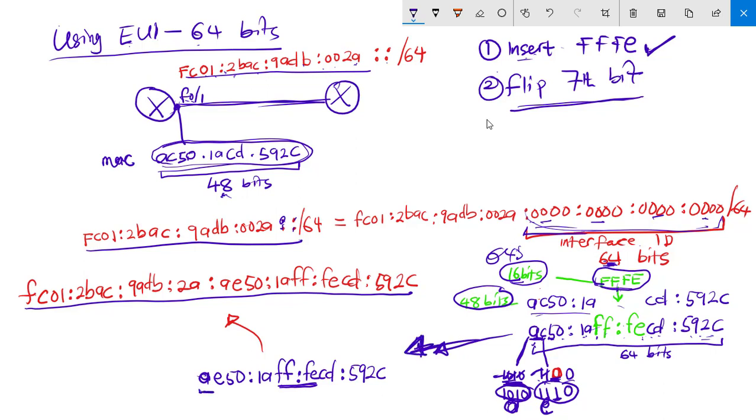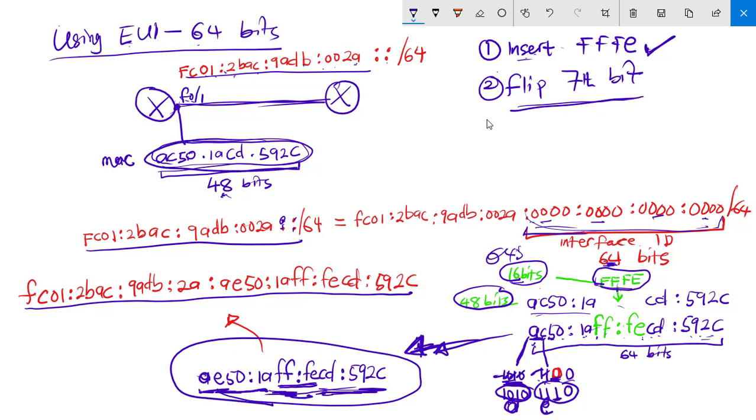So after flipping, we have this: AE501A FFFE CD592C. So we are done with the manipulation. The 48-bit MAC address has now turned to this 64-bit address because we inserted FFFE and we also flipped the 7th bit. Now we have an address for the interface. So you bring the network ID, then you continue with the results of the manipulation. That's it.